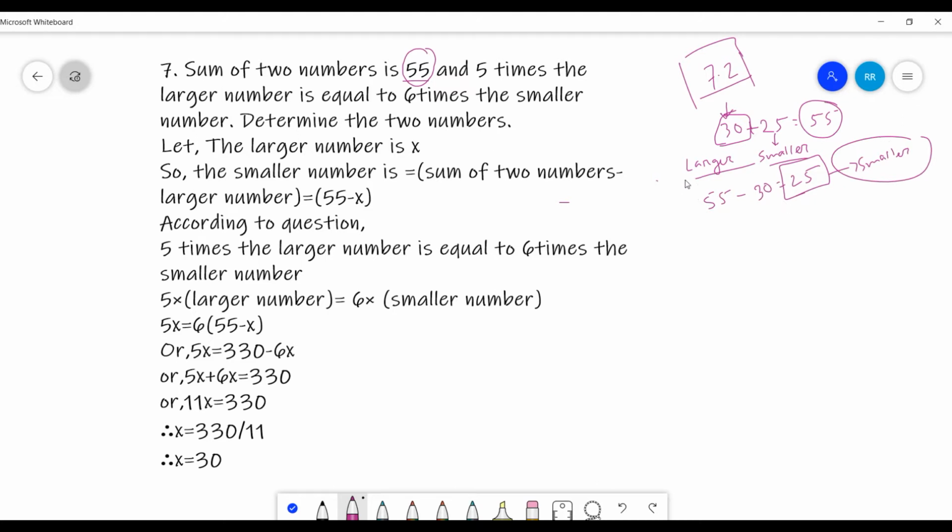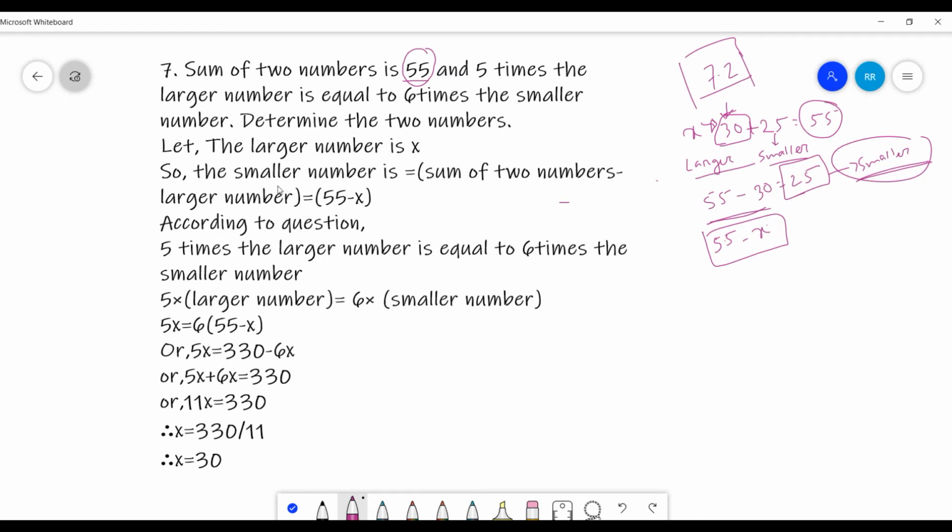Okay, so what will we do? We will think of the larger number 30 as x. So in order to find the smaller number, what do you have to do? You have to subtract x from 55. So you can write it as 55 minus x. This one is the trickiest part. I hope all of you understand this, but if nobody understands, just put in the comment section, "Sir, I didn't get it." Okay, let's proceed.